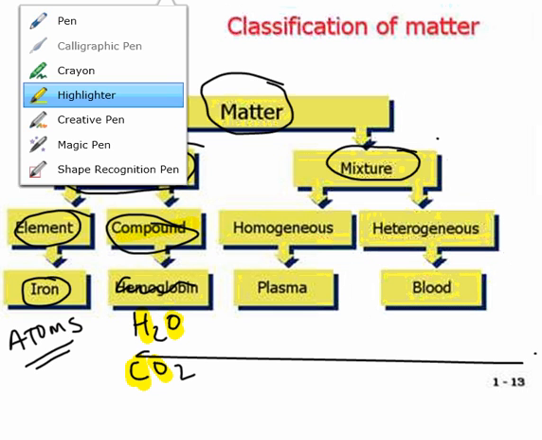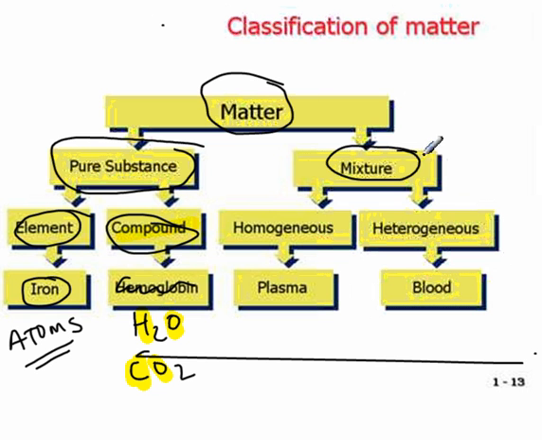Then we get to the other side of matter, which is going to be mixtures. There's two kinds: homogeneous mixture and heterogeneous mixture. Homogeneous means it's uniform. Uniform means it's the same throughout. You can't really see the parts. A great example would be air. Another example would be salt water.